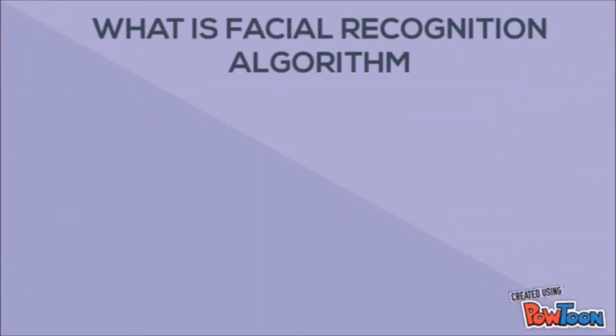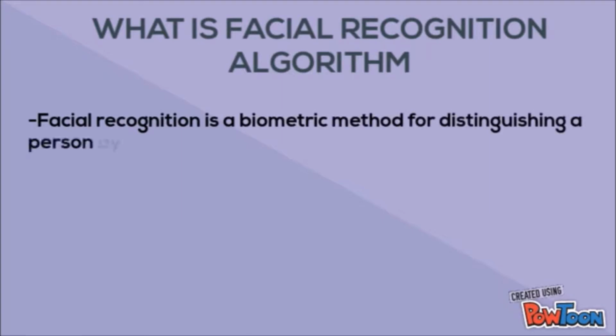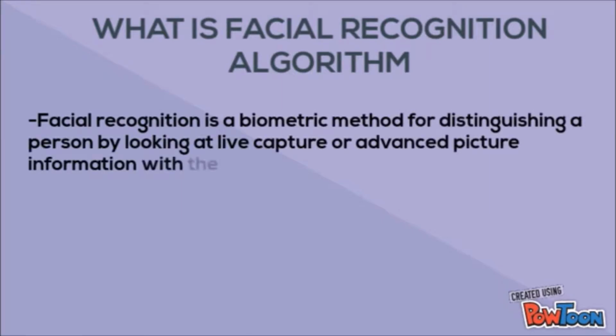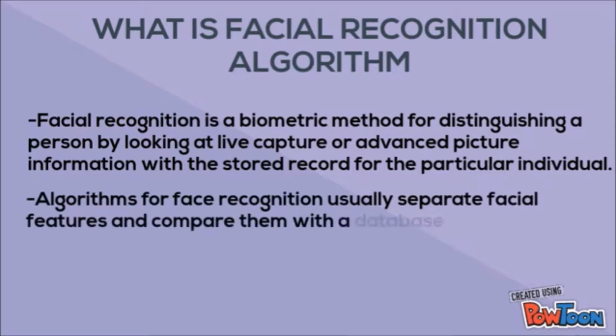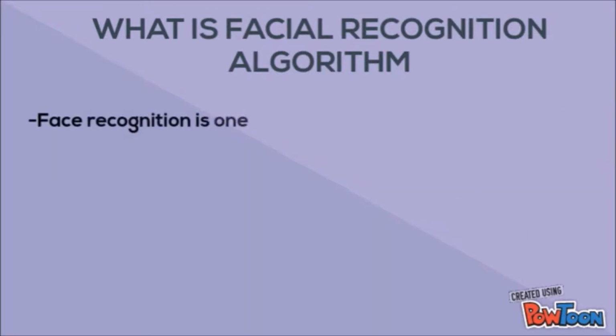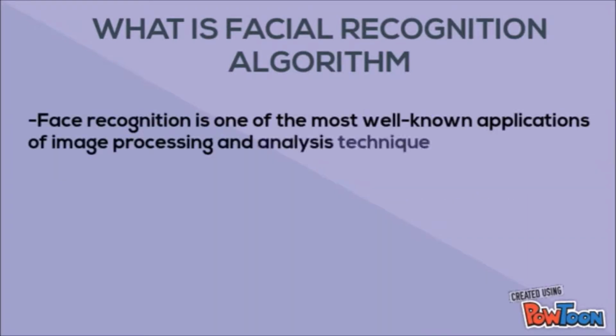What is facial recognition algorithms? Facial recognition is a biometric method for distinguishing a person by looking at live capture or digital picture information with the stored record for the particular individual. Algorithms for face recognition usually separate facial features and compare them with a database to locate the best match. Face recognition is one of the most well-known applications of image processing and analysis technique.